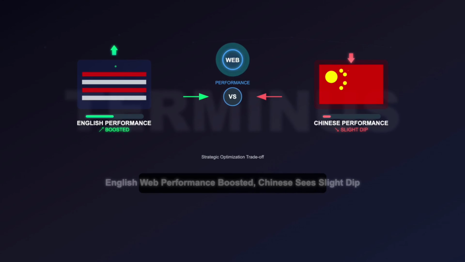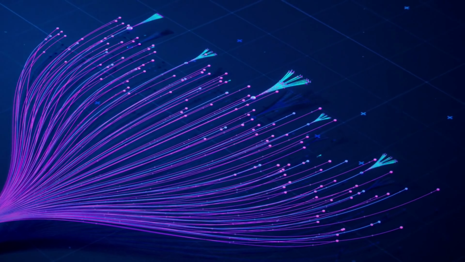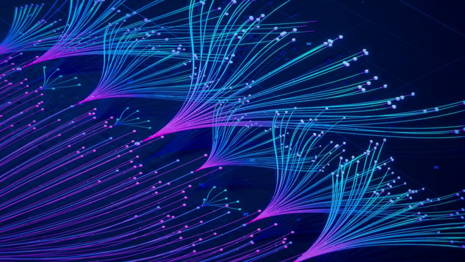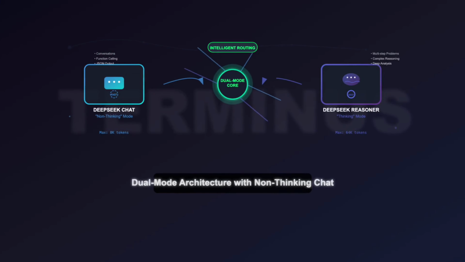It's worth noting, however, that while English web performance has seen a boost, scores on the Chinese version of BrowseComp saw a slight dip, indicating a strategic optimization. For pure reasoning tasks, where no external tools are involved, the improvements are present but more modest. Terminus maintains DeepSeek's intelligent dual-mode architecture.